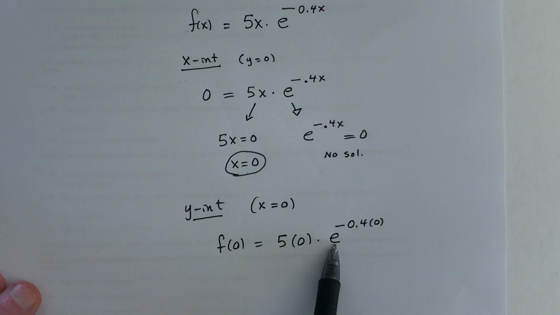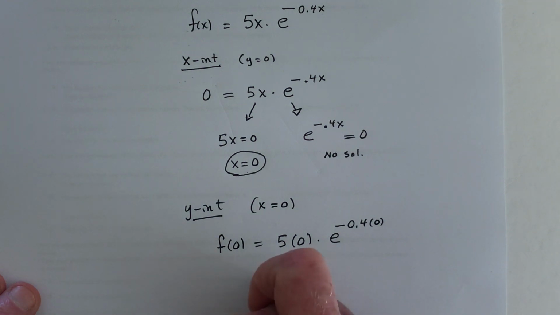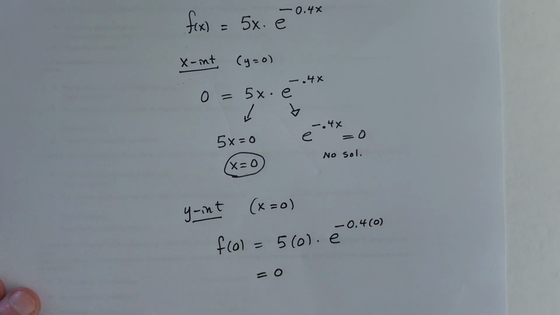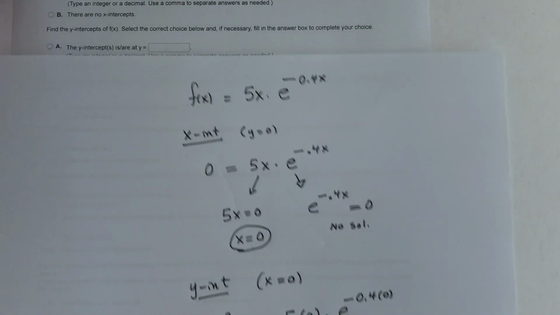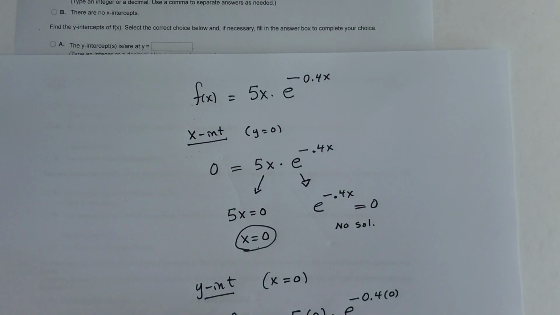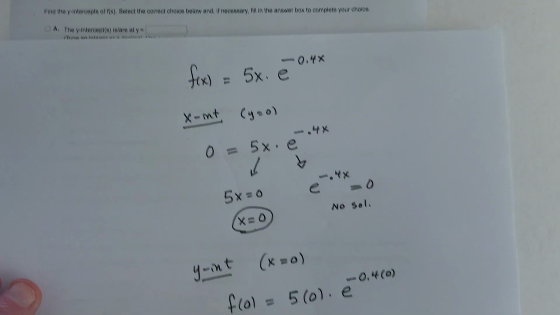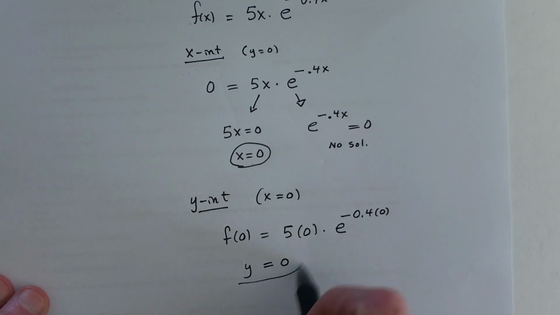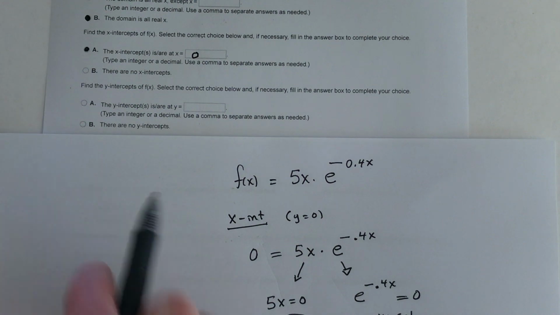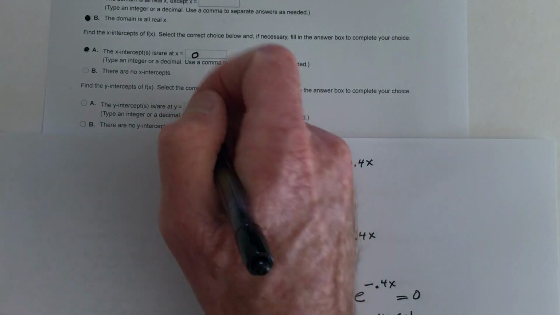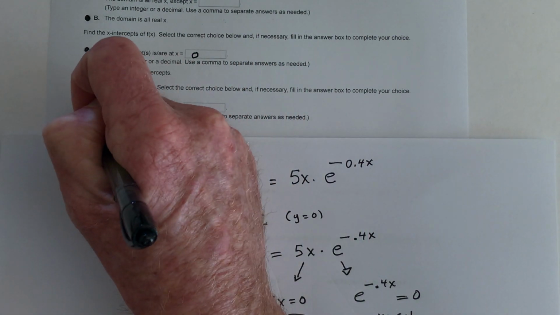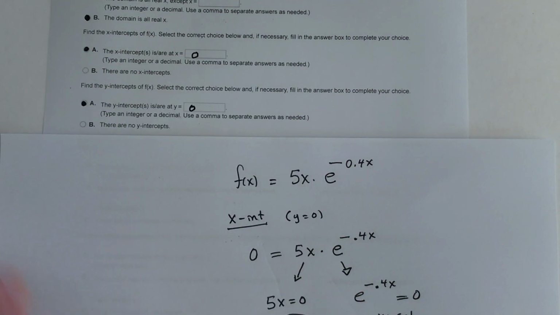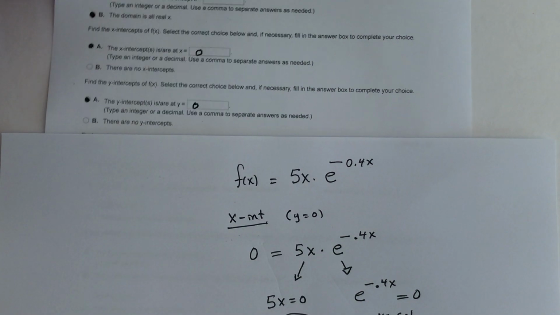Well, this means e to the 0, which is a 1, and then a 1 times 0 times 5 equals 0. So I got the answer 0. So I got the answer y equals 0. So the y-intercept is at y equals 0. So that's letter A. Okay, on to the next part.